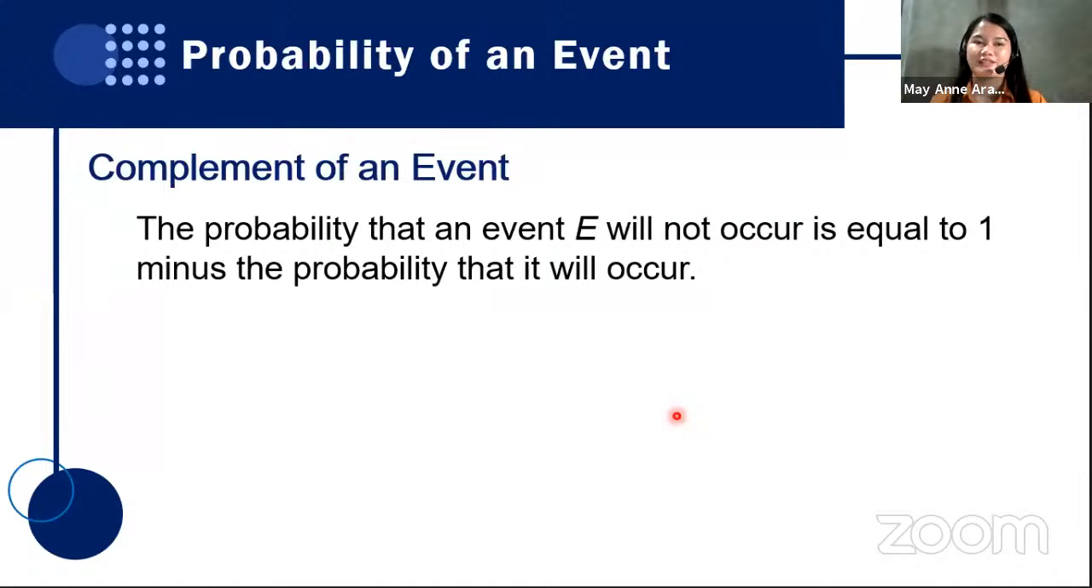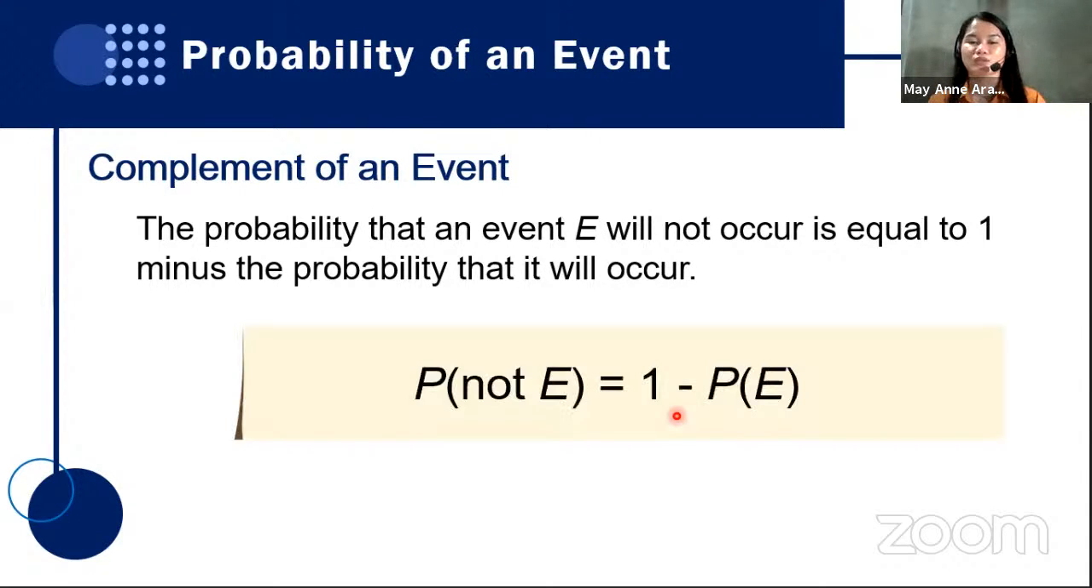Okay, complement of an event. The probability that an event E will not occur is equal to 1 minus the probability that it will occur. Sometimes kasi hindi direct given yung probability, given is its complement. So the probability of not E is just equal to 1 minus probability of E. Lagi naman yun sa 1 lang. Subtract lang natin dun sa certain mangyayari, which is equal to 1 ang probability.